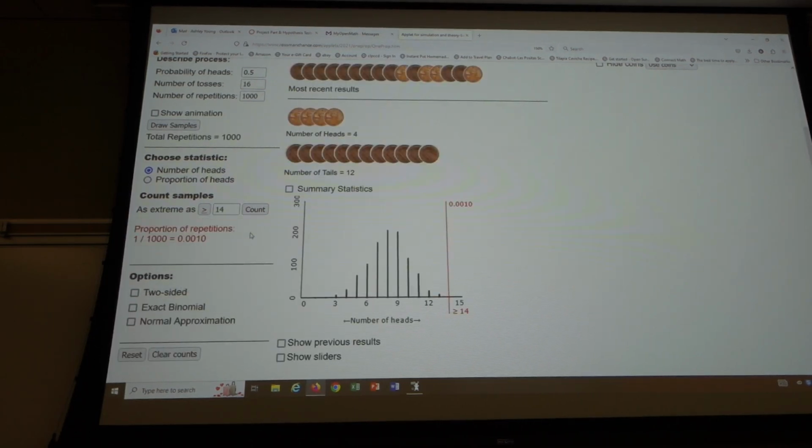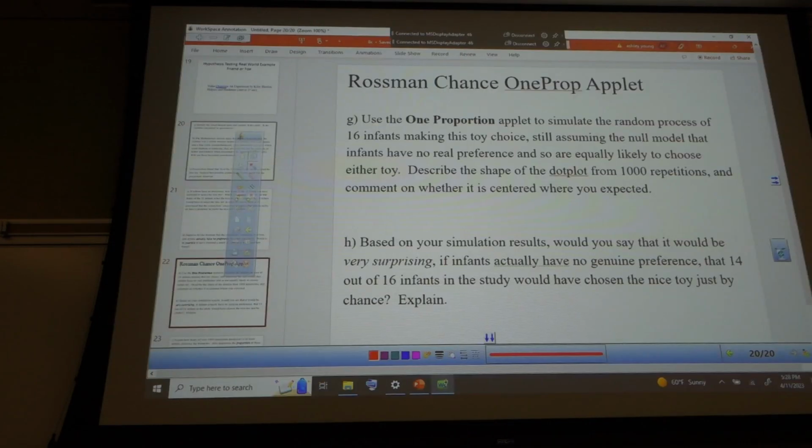This is much different than last class. So I had 1 out of 1,000, 2 out of 1,000, 4 out of 1,000, 3 out of 1,000. Last class I had 1 out of 1,000 almost all the time. That's kind of scary how consistent that is. So I would say maybe 2 out of 1,000.